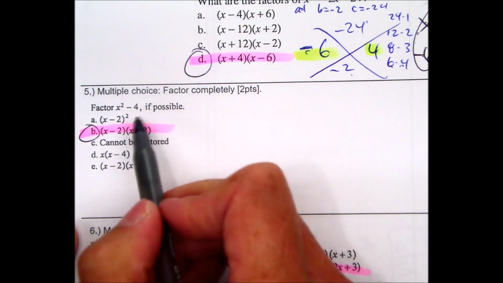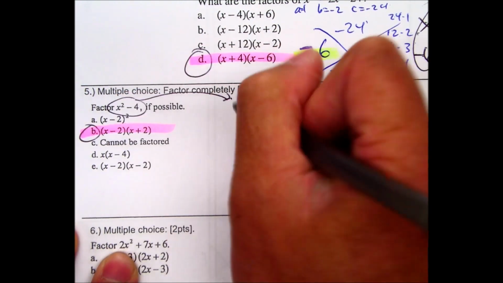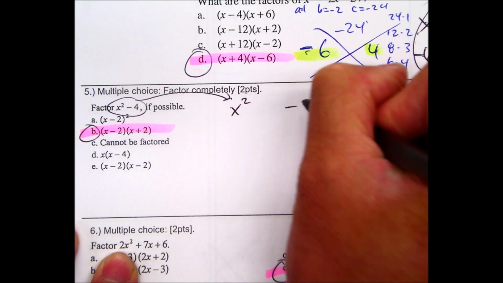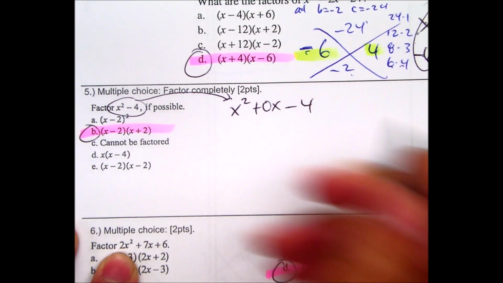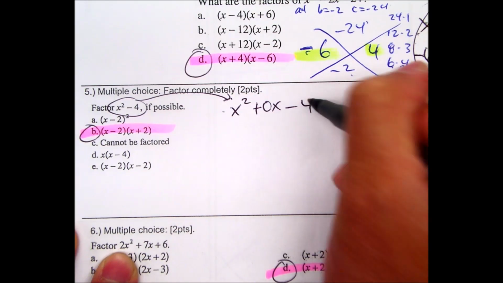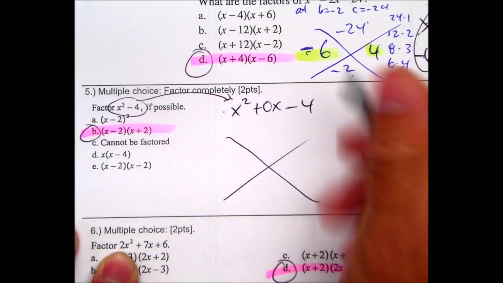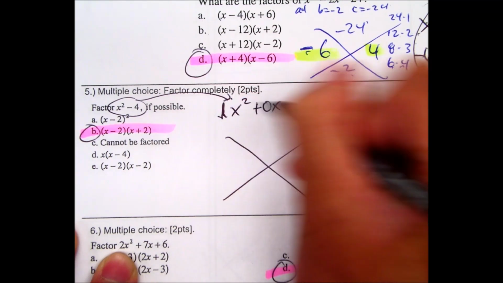All right, number 5 looks a little tricky. x squared minus 4. Notice I put the little gap there. You can put a 0x, and you do the same thing. A is 1, B is 0, C is -4. A times C is -4.